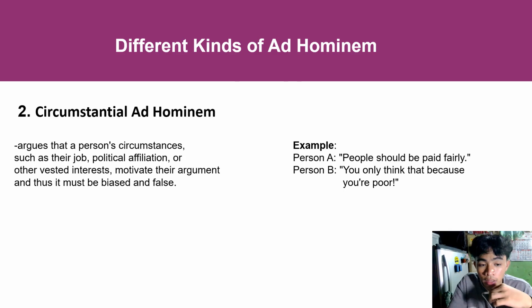The next is circumstantial ad hominem. This argues that a person's circumstances, such as their job, political affiliations, or other vested interests, motivate their argument and thus it must be biased and false. So, let us define what is circumstantial ad hominem. It is a type of ad hominem fallacy that attempts to discredit an argument by pointing out the arguer's circumstances, job, or vested interests, suggesting their position is biased and therefore invalid. So, here are the examples. Person A, people should be paid fairly. Person B, you only think that because you're poor.